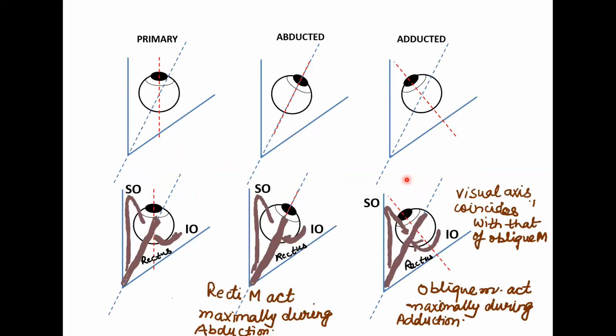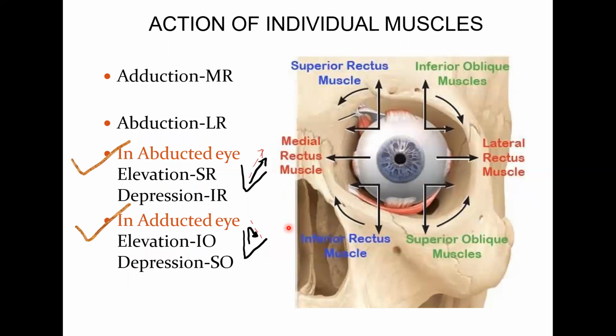So when the recti muscle is in the laterally rotated eye, it will act maximally. So we can say now that in the abducted eye, elevation and depression are done by superior rectus and inferior rectus, but in adducted eye, elevation is done by inferior oblique and depression is done by the superior oblique. So we have discussed the laterally rotated and medially rotated eye and how the oblique and recti muscles act in these positions.